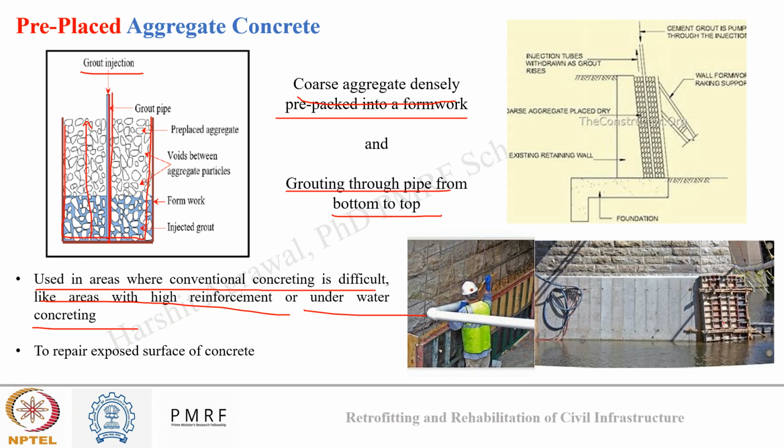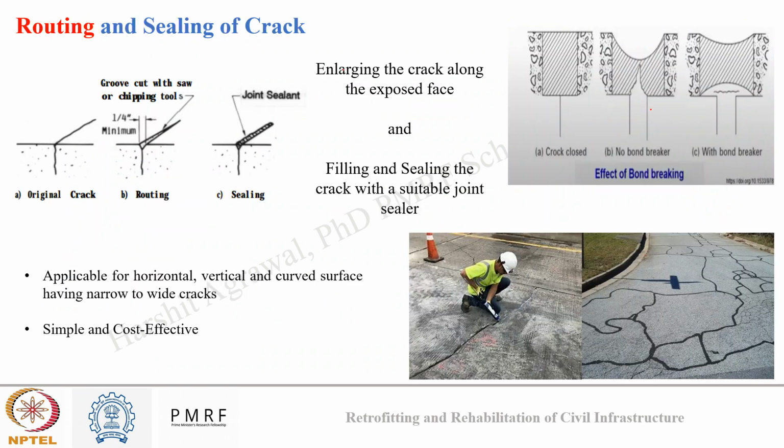Then what I can do, I can place formwork, and then I can place aggregate inside, and then I can inject grouting from top to bottom, and I can repair the structure. In both the cases you can see this has been carried out, and this shows pre-placed aggregate concrete when used for repair of a retaining wall also. Okay. After this, we have routing and sealing of crack.